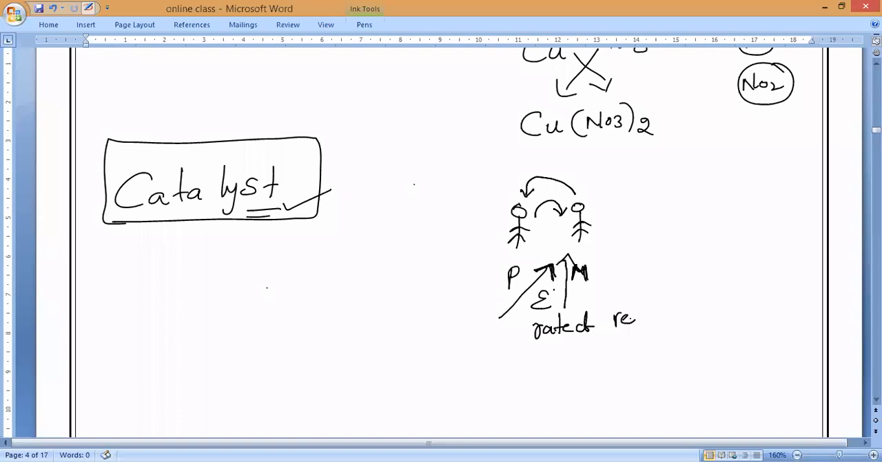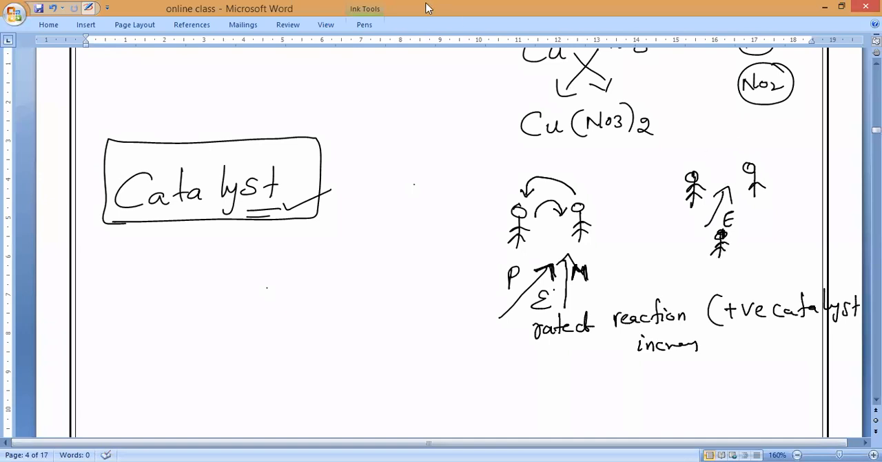The rate of reaction increases. So this is what we call a positive catalyst. What do we call it? Positive. Do you understand, everyone? Now again the same persons are fighting. Now Almukyl interferes and makes them compromise. Means he is trying to stop their fight.